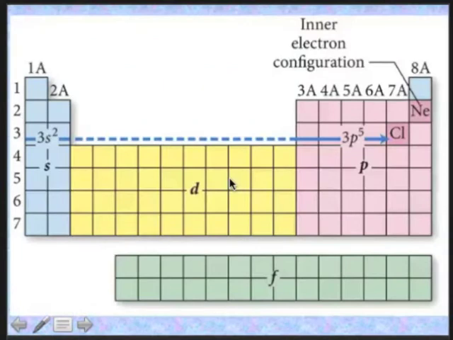Once you see how electronic configurations fit within the periodic table, it becomes much easier to write the electronic configuration for any particular atom. The first 2 groups represent the s orbital being filled up. If it's in the first row, it'll be the 1s orbital. If it's in the second, it'll be the 2s, the 3s, the 4s.